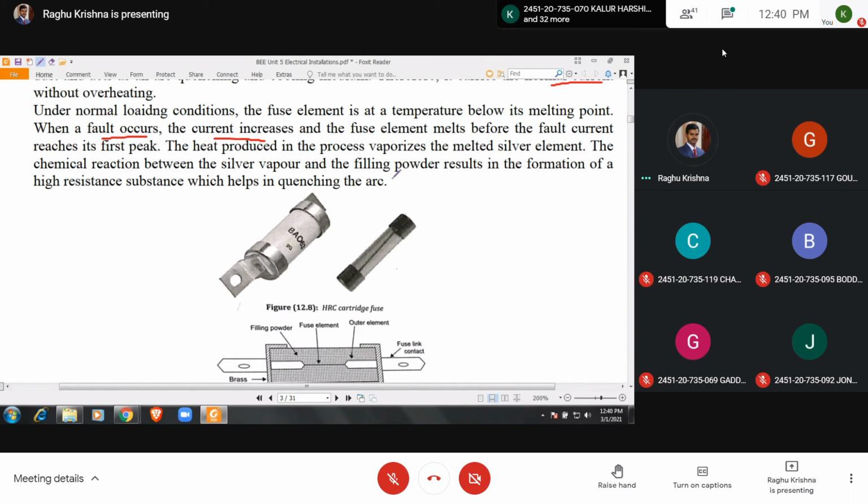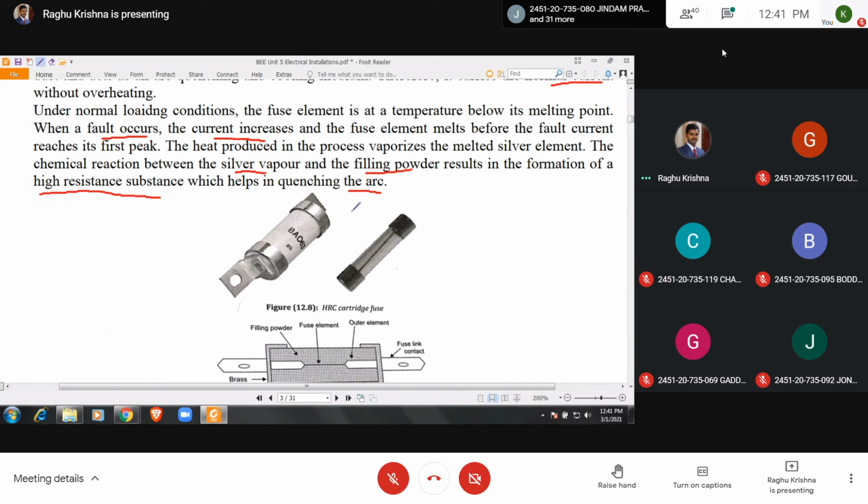So first, the silver element present in the body gets melted and forms a vapor, and there will be a chemical reaction between the silver vapor and the filling powder, resulting in the formation of a high resistance substance. Okay, so the resistance increases and it will help in quenching the arc.